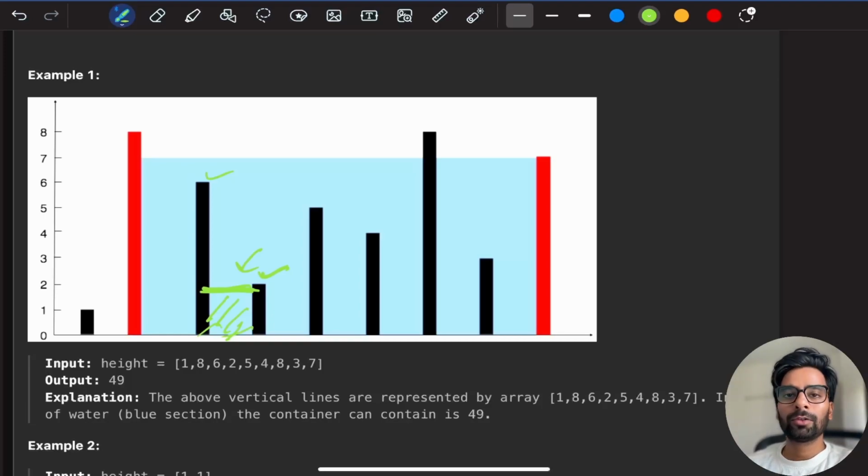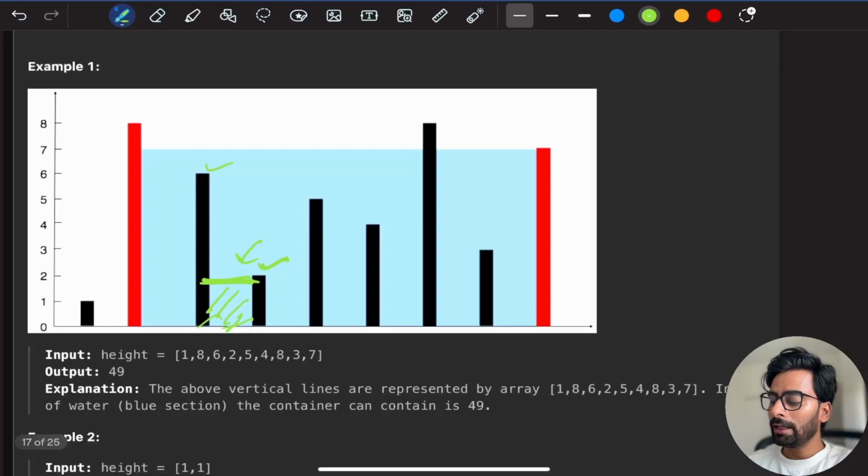And also a few things to consider from this question. For calculating area, we need width, and we can get the width by subtracting the indexes of this array, because the x-axis represents the indexes. So let's say I am here, this might be index 0, this will be index 1, this is index 2, this is index 3, right? So now what is the width between these two? 3 minus 2. So we can easily get the width by subtracting the indexes from the height array.